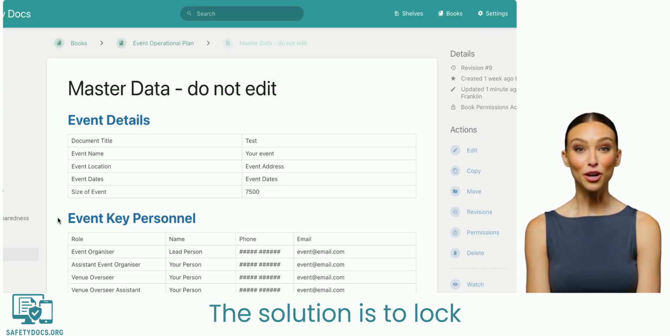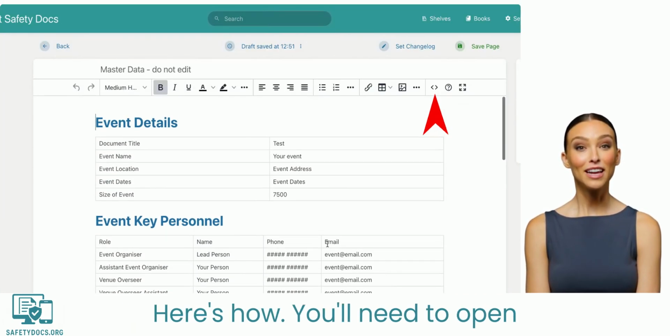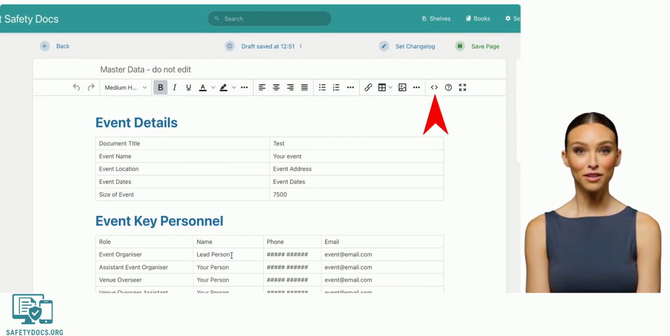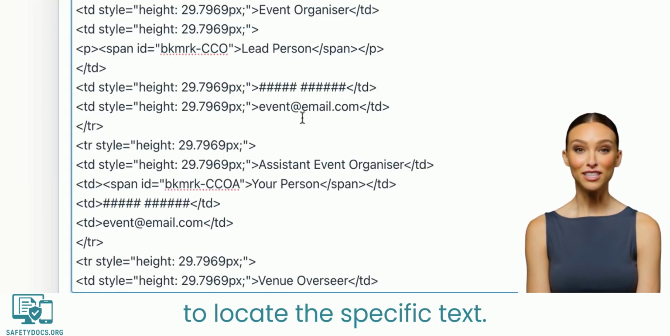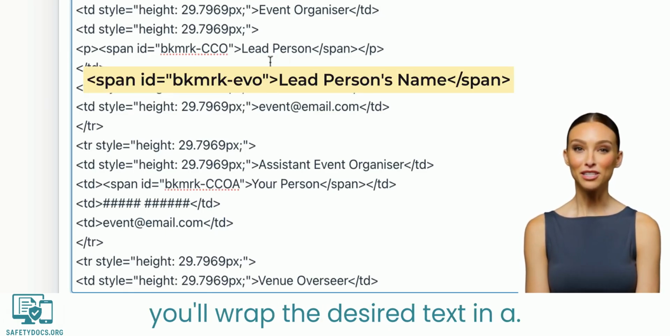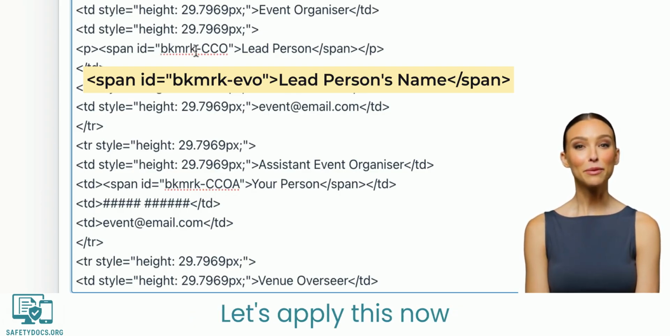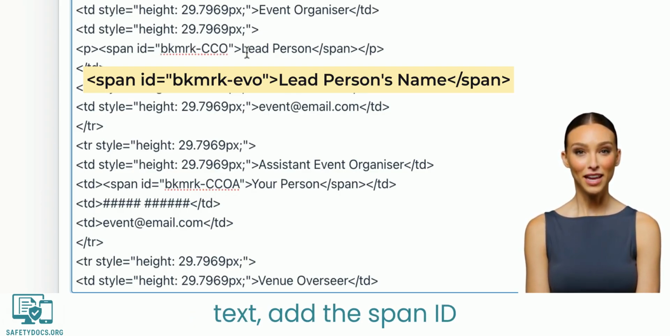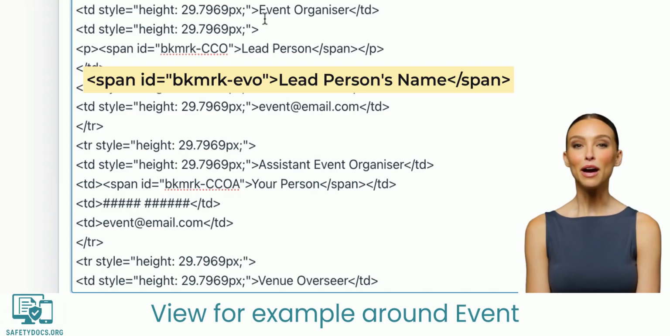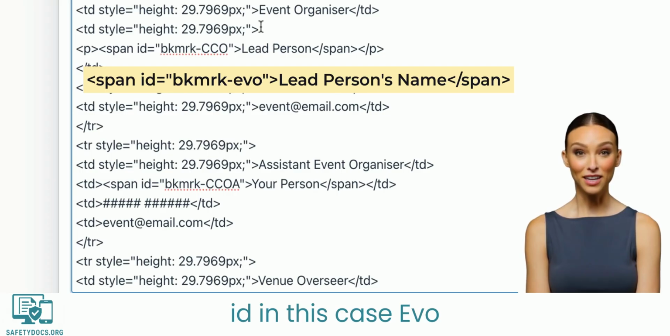The solution is to lock just the specific piece of text you want by adding a manual code wrapper. Here's how. You'll need to open the source code view of the master page. Scroll through the code to locate the specific text, here, the lead person name under event organizer. You'll wrap the desired text in a span tag with a unique ID that starts with this code. Let's apply this now. Select the right text, add the span ID manually in code view. For example, around event organizer, you'll wrap it like this and assign it a unique ID, in this case, Evo.